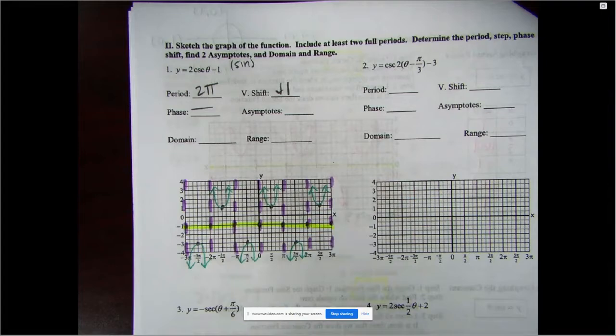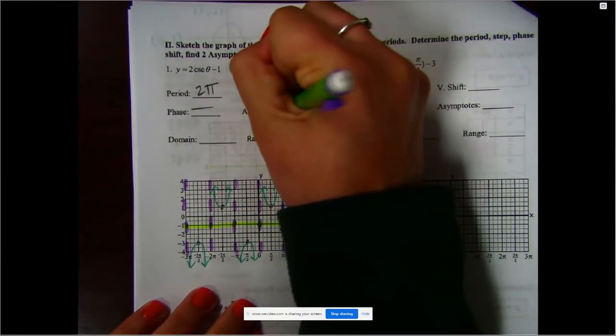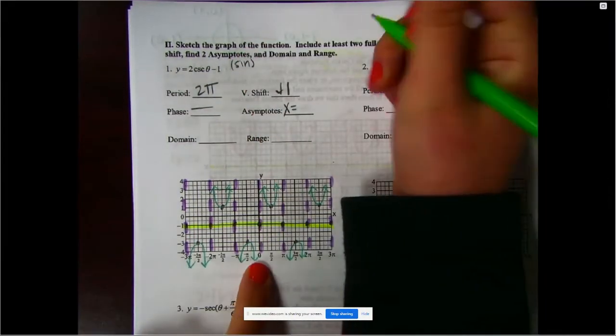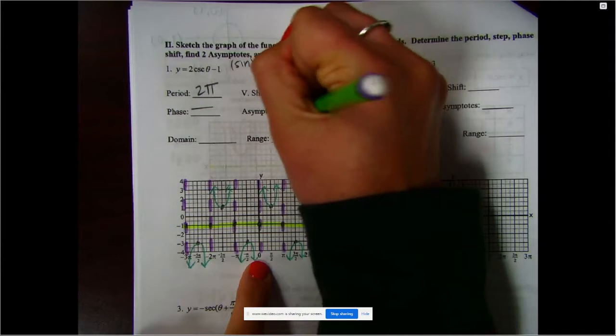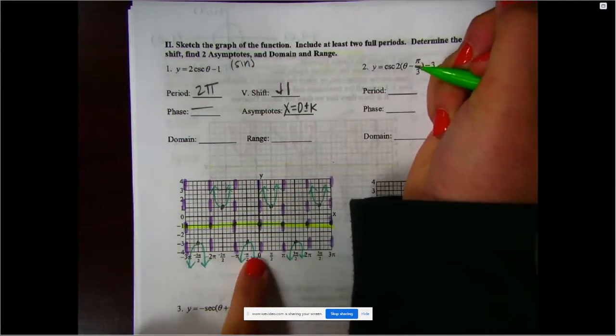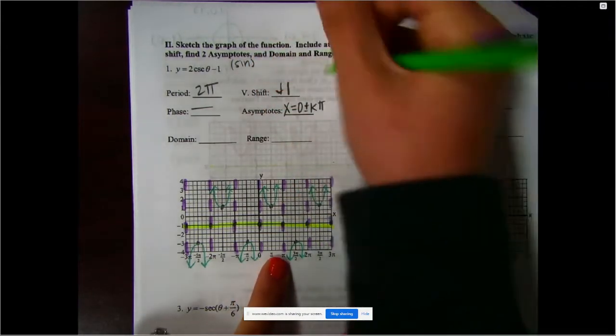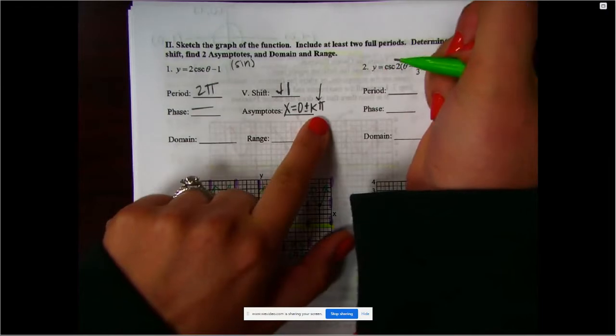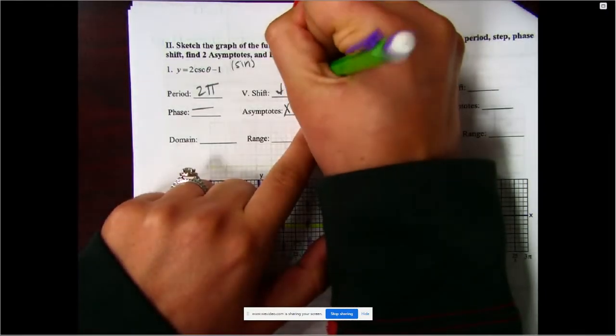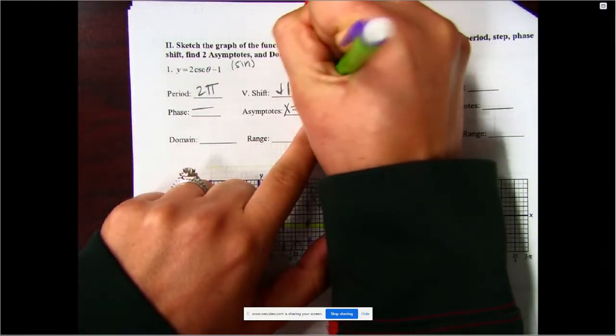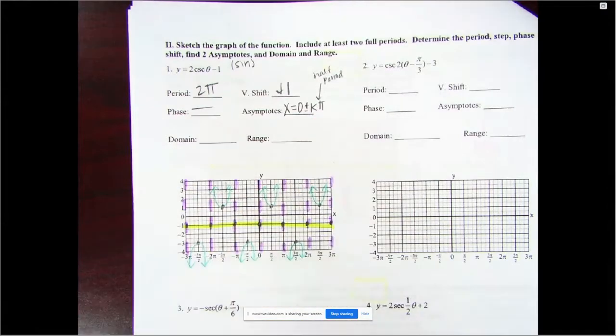Okay, so equation of the asymptote. X equals, pick an asymptote. There's one at 0, plus or minus k, and it's pi apart. If you notice, this value after k is always going to be half the period.